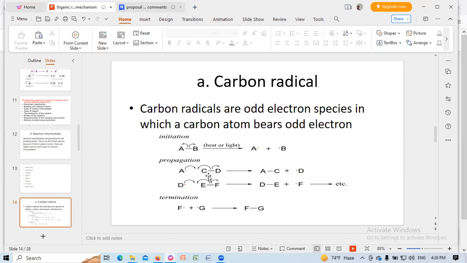In the formation of carbon radical, it forms by homolytic breaking, that is, these two electrons are dissociated equally to both sides, that is A and B. This is the general example.